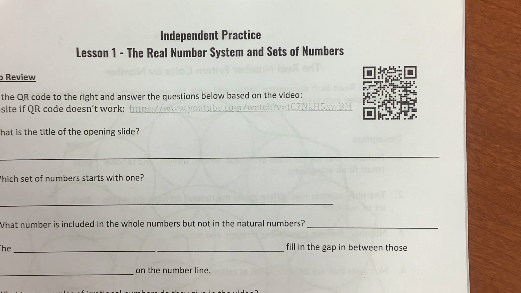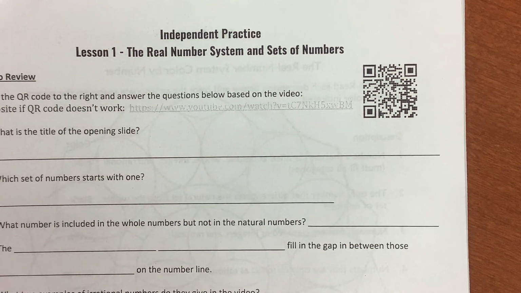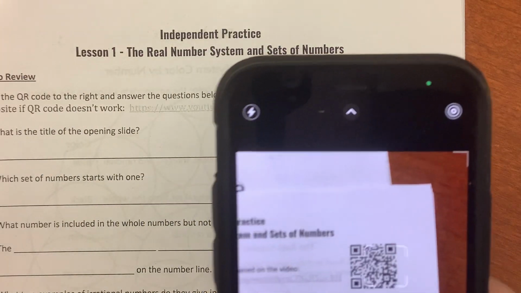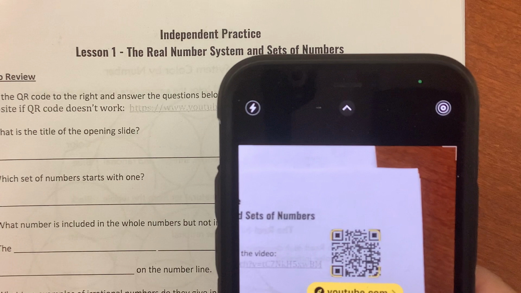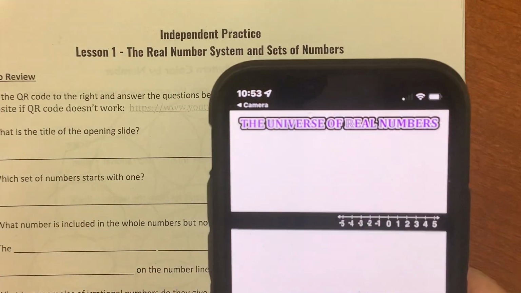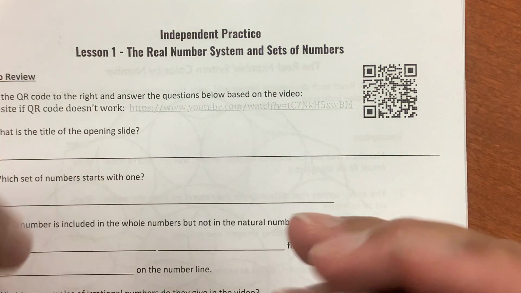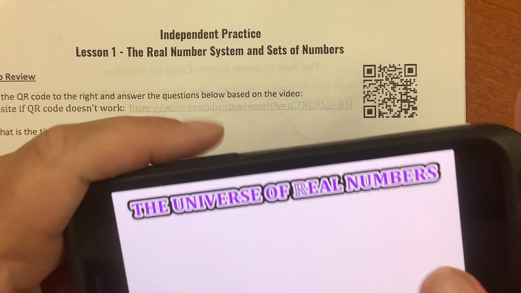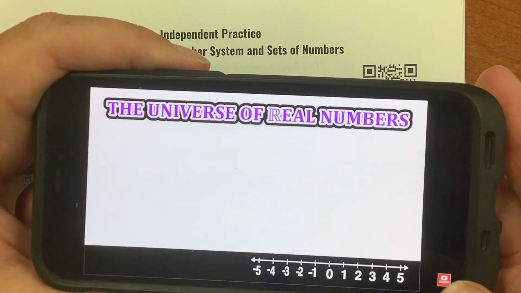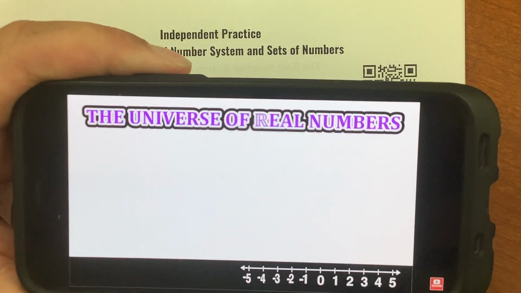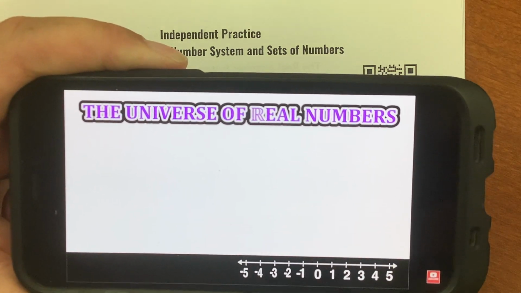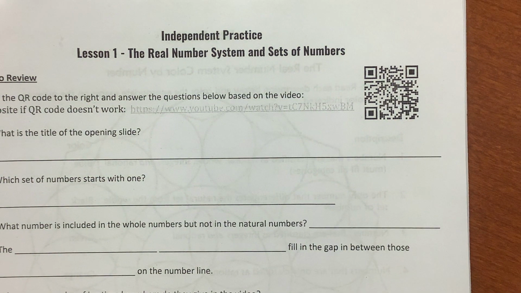So here is my phone, which I love to use my phone when I'm doing math. And look, the QR code says youtube.com. That's where we're going. All right. Turn it sideways. And it's going to go through the universe of real numbers. That's where the answers are. So that's your job.